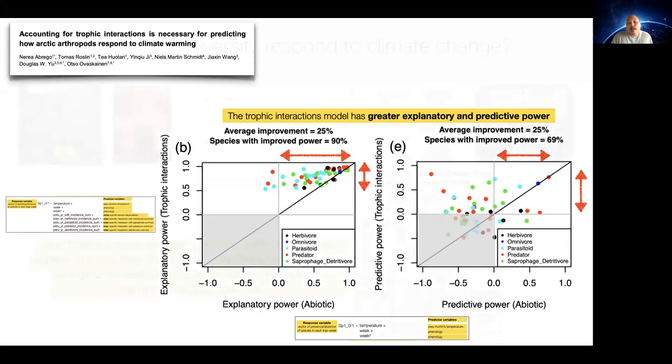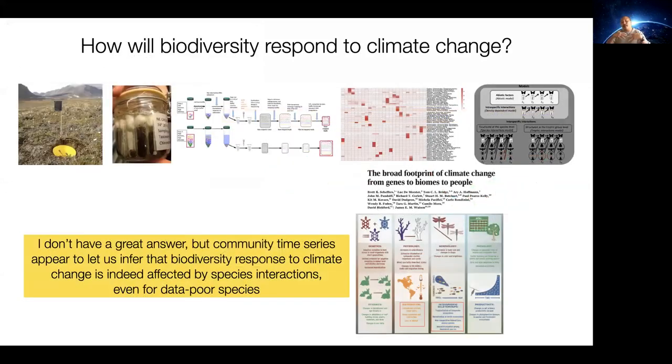So we infer, right, that trophic interactions, particularly trophic cascades, are having an effect on the biodiversity response to climate change. I don't have a great answer about how we're going to predict how biodiversity will respond to climate change, but I think these community time series, which are going to be more and more feasible to do, will help us get insights that have been difficult to get until now.